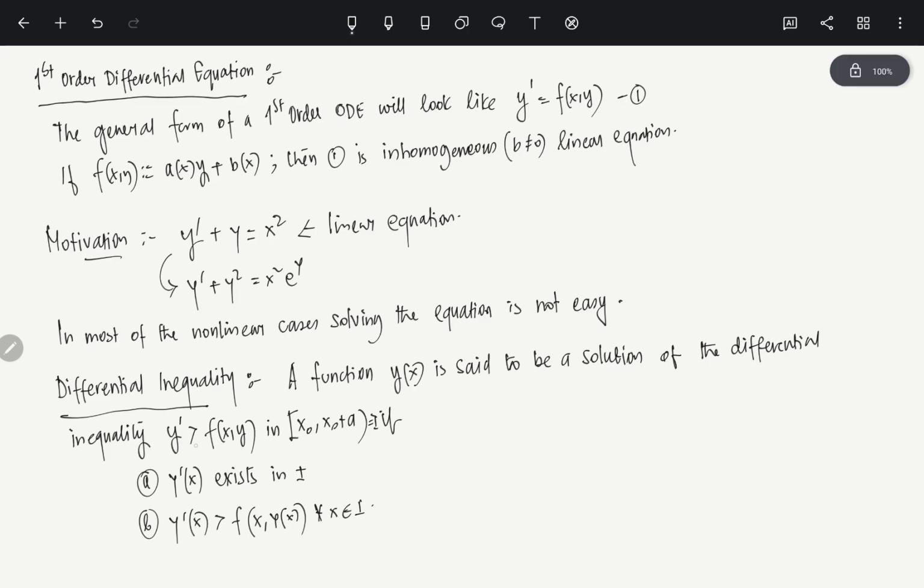Okay, then we call it a solution. So if I change it to, let's say, y prime less than f of x, y, then the sign changes, right? Okay, and if it is greater than or equal, let's say, then we just have the equality here as well. So we can just modify accordingly.